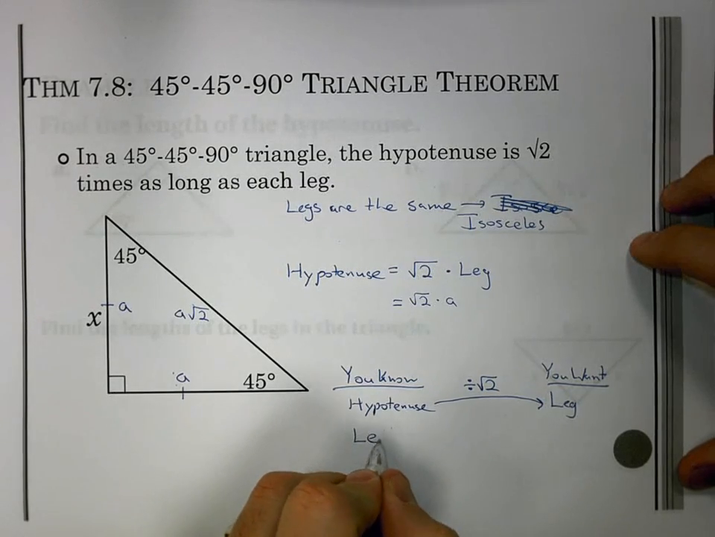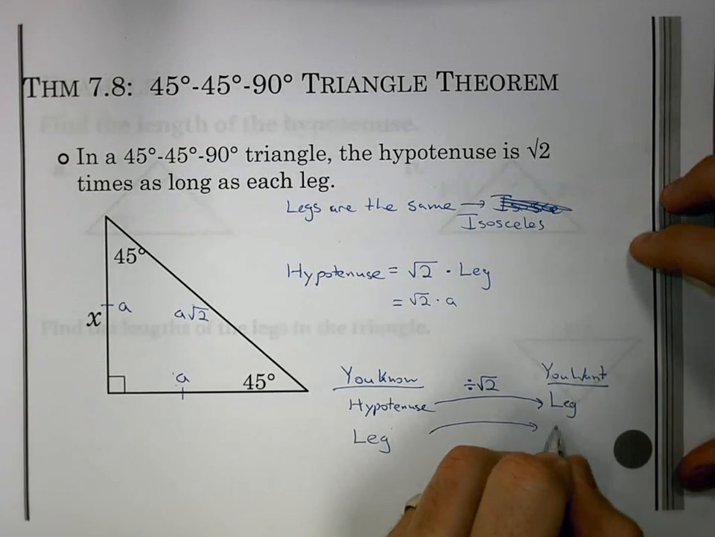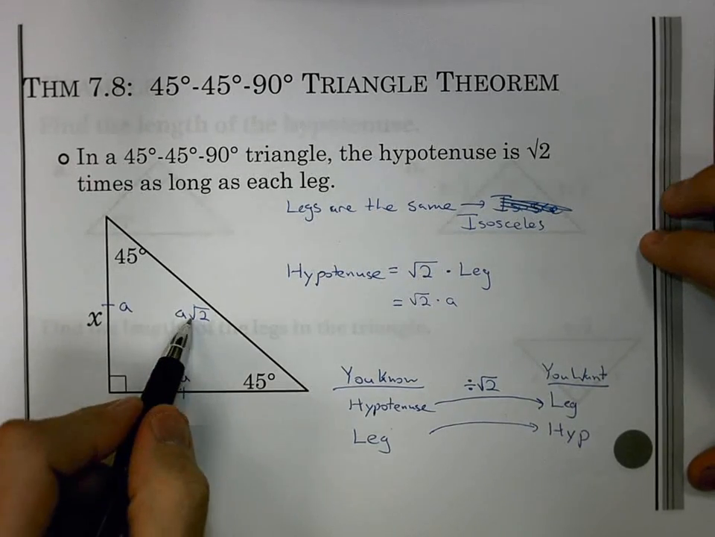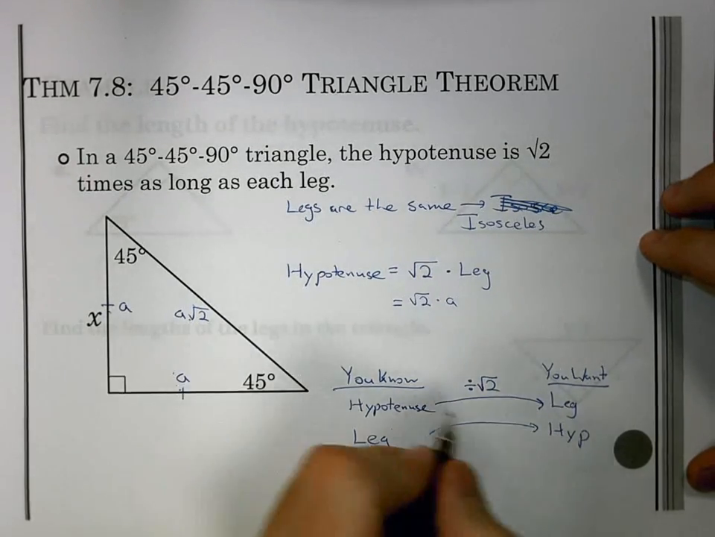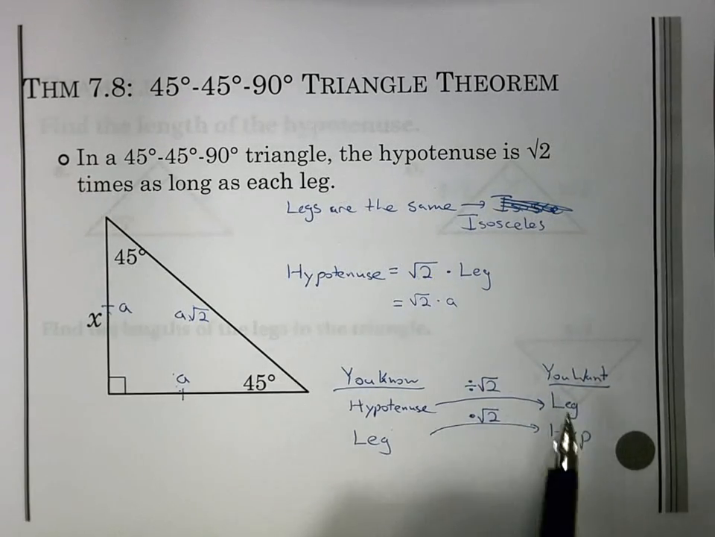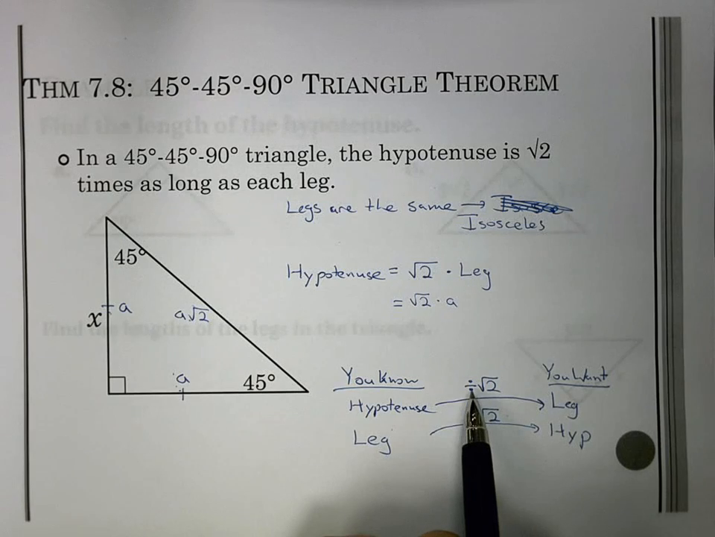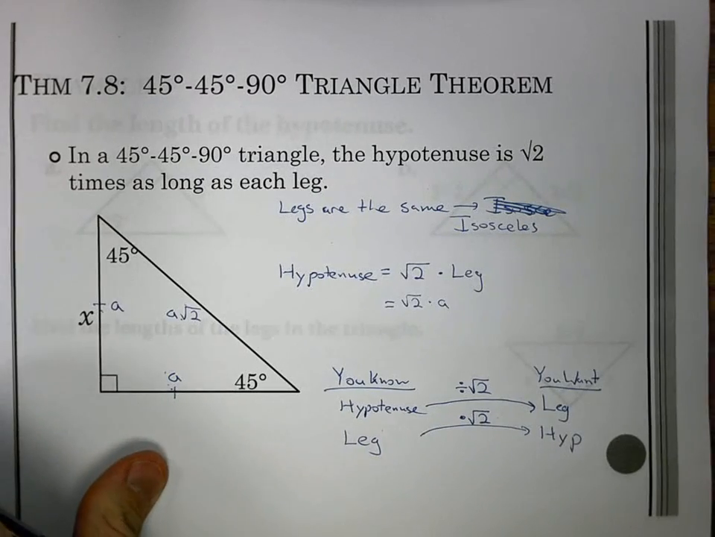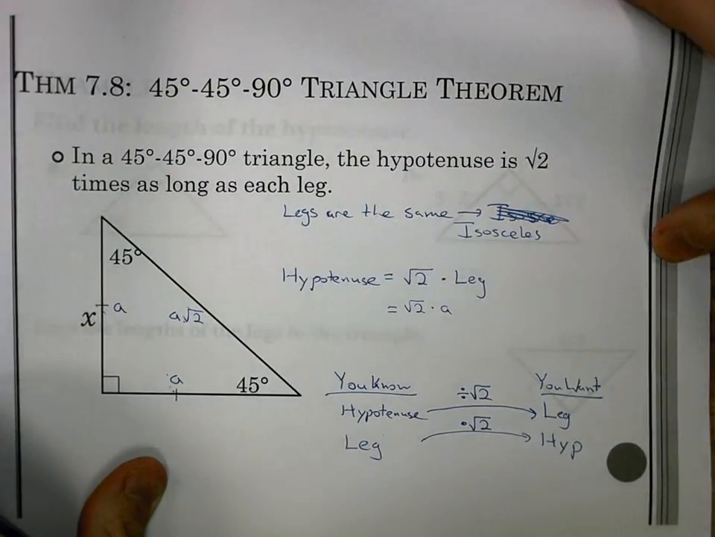Let's say I know the opposite direction. Let's say I know the leg and I want the hypotenuse. So I'm here and I want the hypotenuse. In that case, I'm going to multiply by root 2. Notice how they're the opposites of each other. I'm either dividing or multiplying by root 2. Hypotenuse to leg, divide. Leg to hypotenuse, I multiply. Well, let's try that out on a few basic ones.